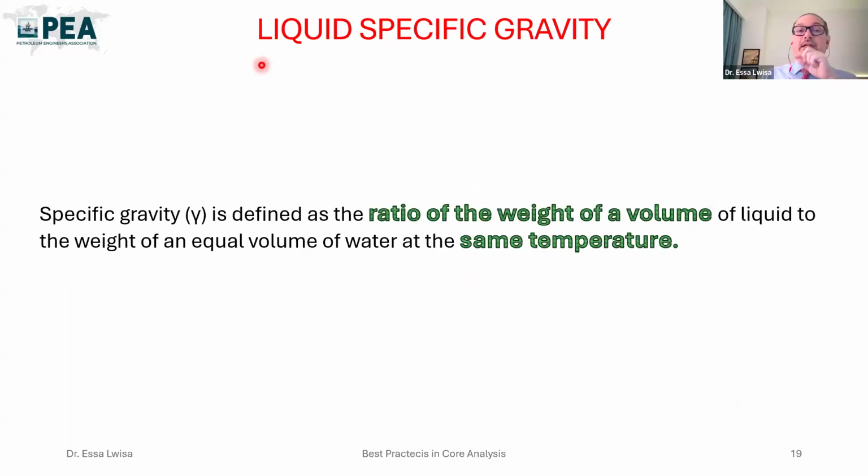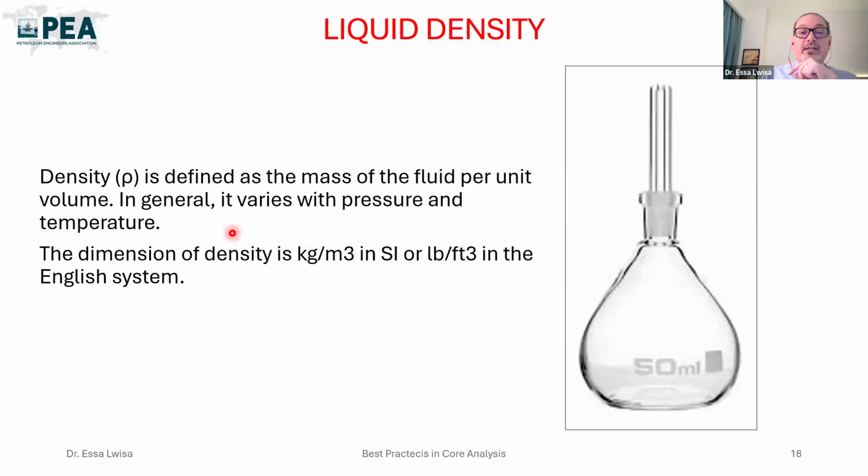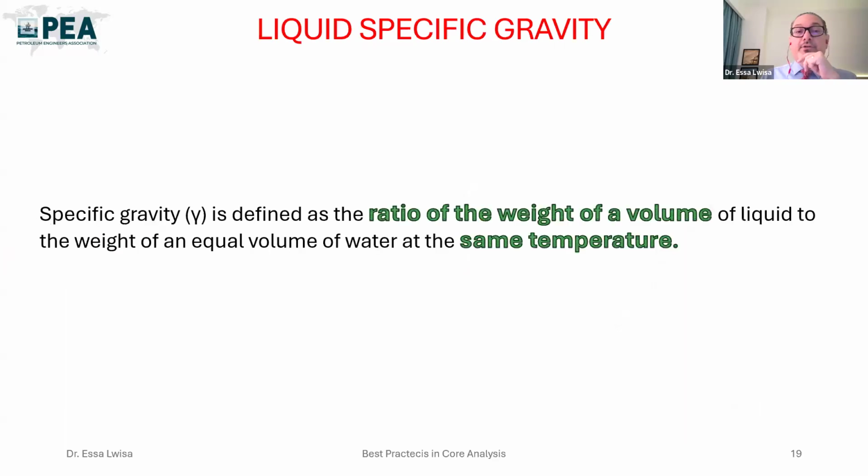Now, what is the difference between liquid specific gravity and liquid density? The dimension of density is kilogram per cubic meter. But liquid specific gravity is the ratio of the weight of a volume of liquid to the weight of an equal volume of water at the same temperature. So it has no dimension. That is the difference between liquid specific gravity and liquid density.